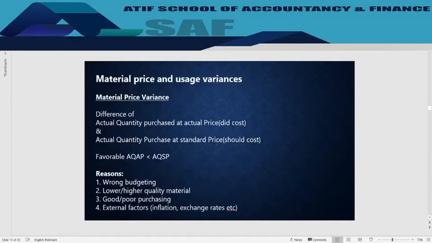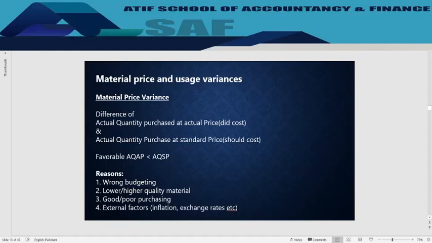In the cost variance, the first variance is material price and usage variance. Material price variance is said to be the difference of actual quantity purchased at actual price and actual quantity purchased at standard price. In other words, what did cost and what should cost. The difference of what did cost and what should cost is said to be material price variance.